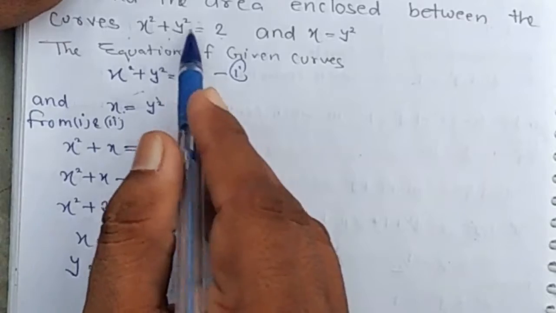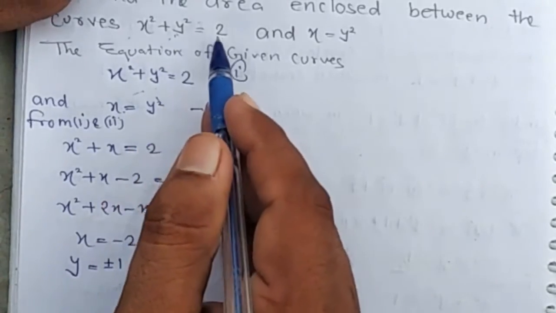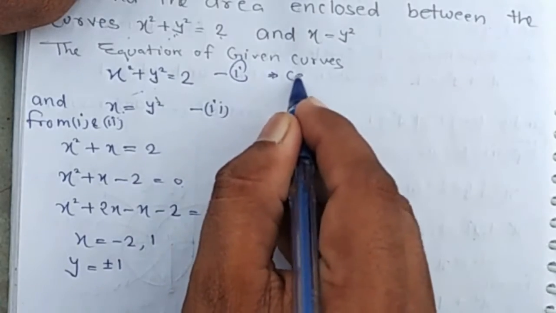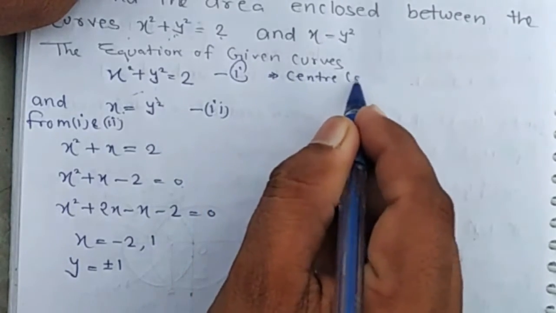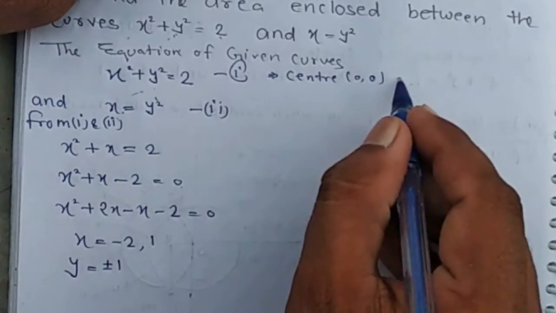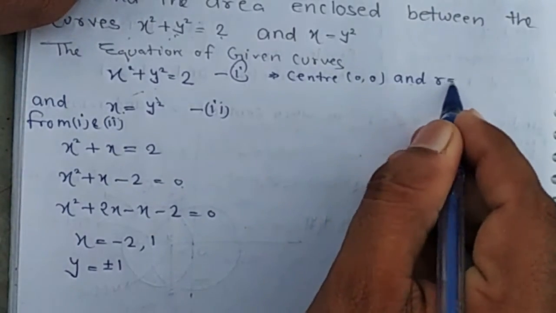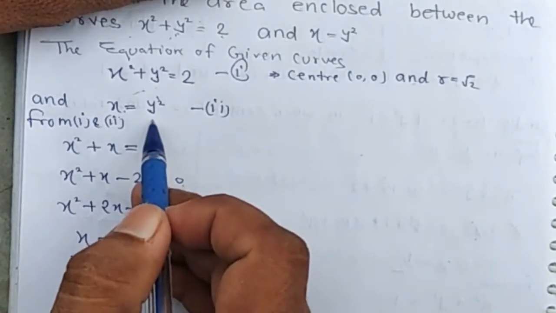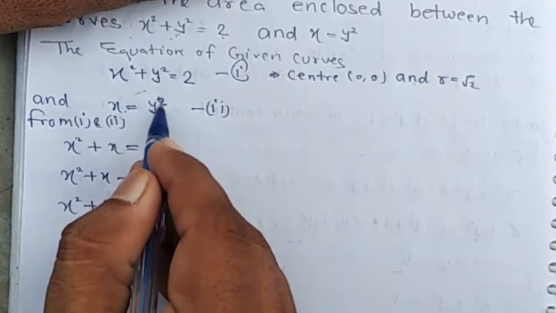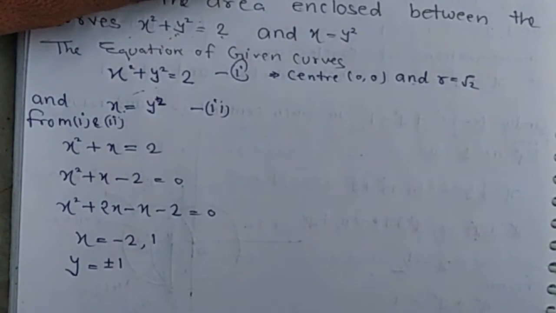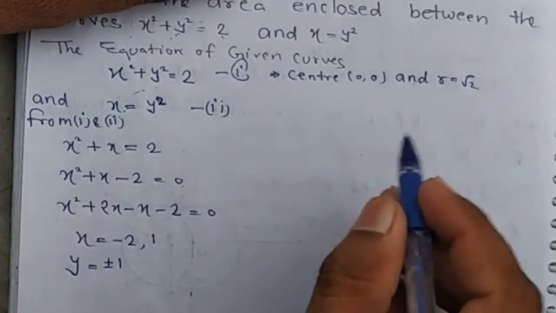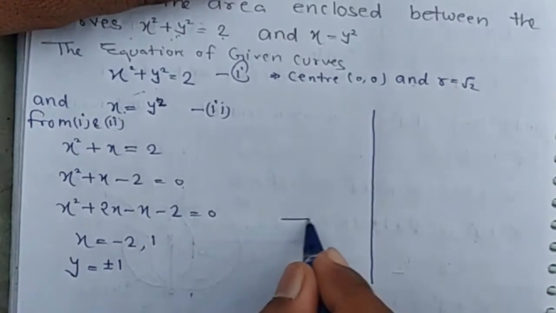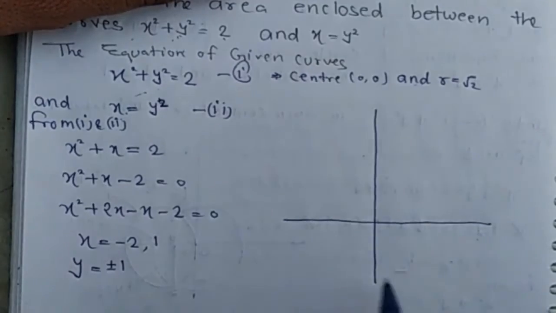The first curve is a circle of center 0 comma 0 and radius root 2. And the second curve is y square equal 4ax, which means a right-handed parabola. Then sketch the diagram of both these curves.